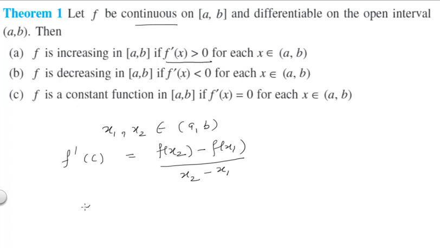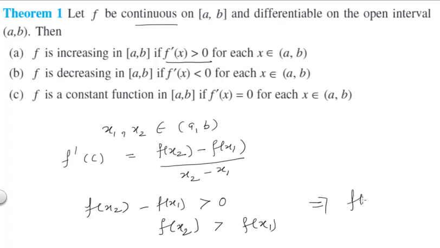So if this is greater than 0, I can say f(x2) minus f(x1) is greater than 0. Solving this, if we add f(x1) on both sides, we get f(x2) greater than f(x1), or we can say f(x1) is less than f(x2). So we see if f'(x) is greater than 0, if we are taking this condition, f(x1) is less than f(x2).